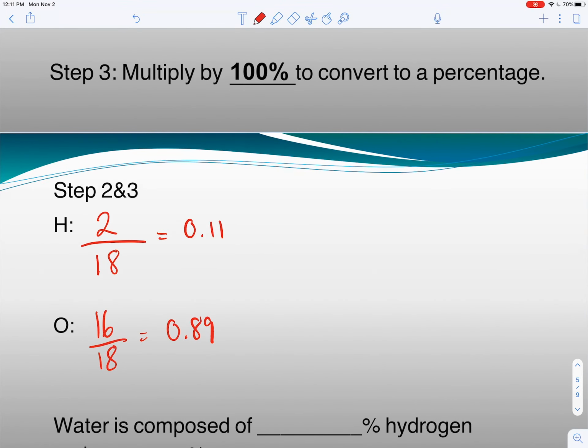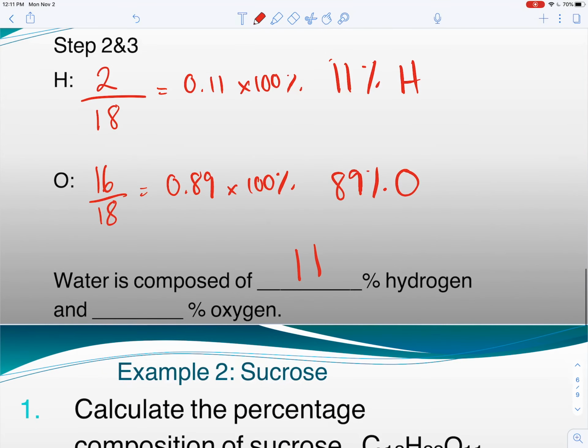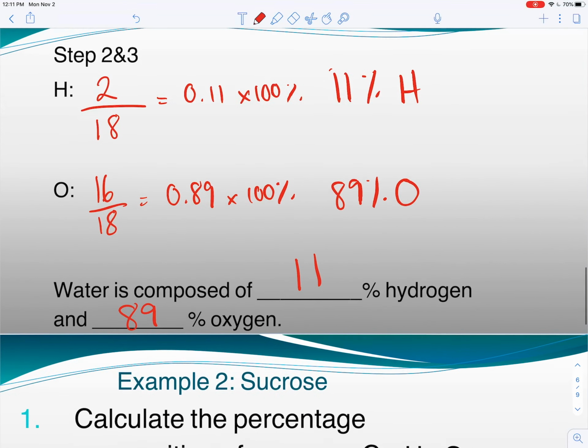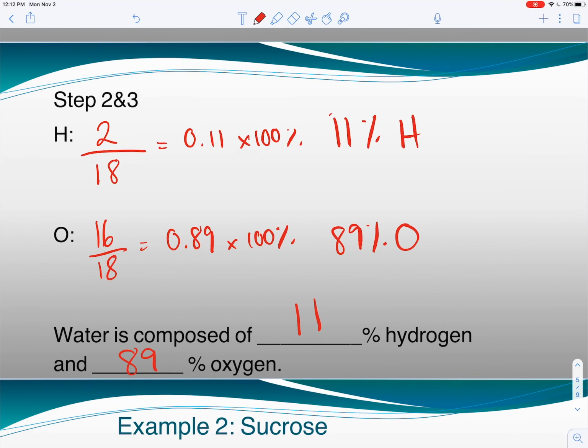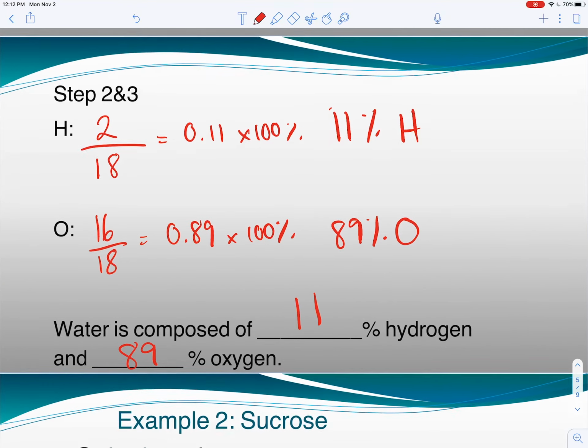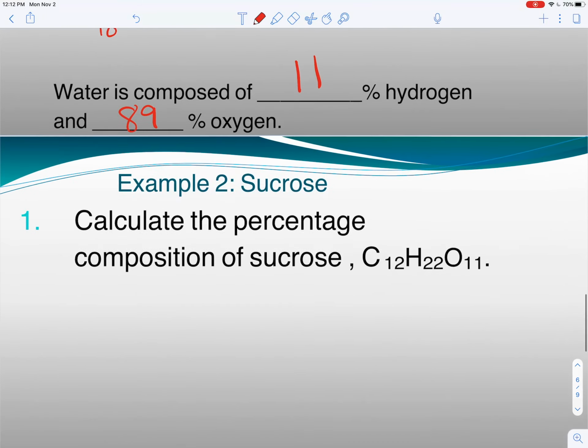Lastly, we want to convert these to percentages, so we're going to multiply by 100%. And that gives me 11% hydrogen and about 89% oxygen. So water is composed of 11% hydrogen and about 89% oxygen. We just divided each element total by the grand total of the whole compound, and then we multiply by 100% to get the percentage.